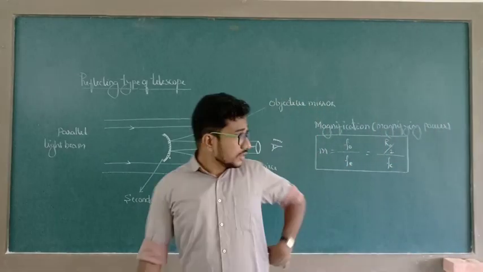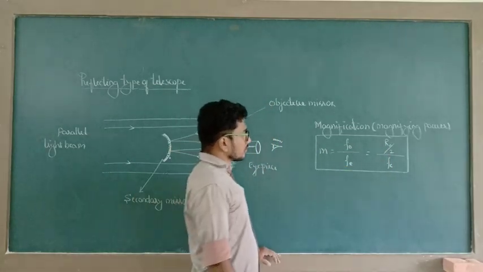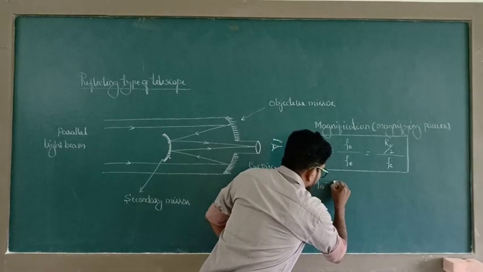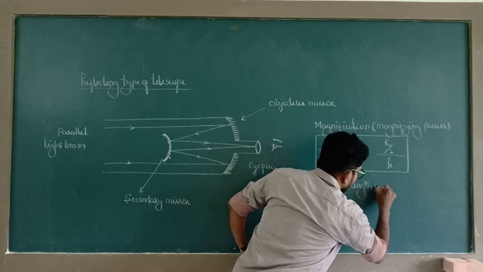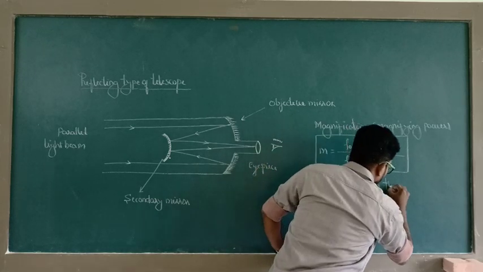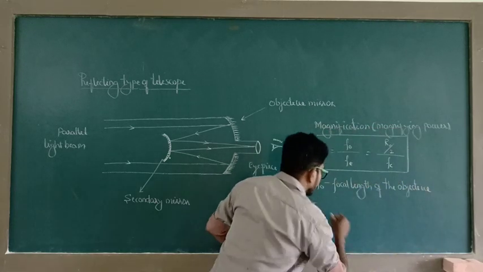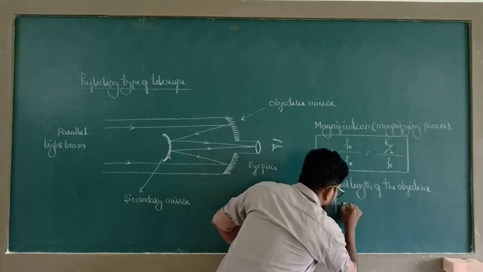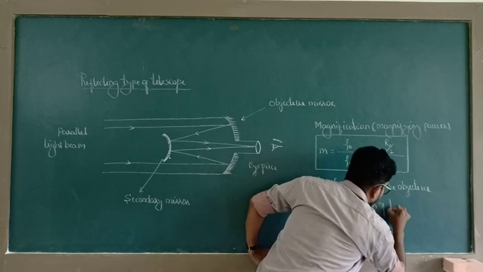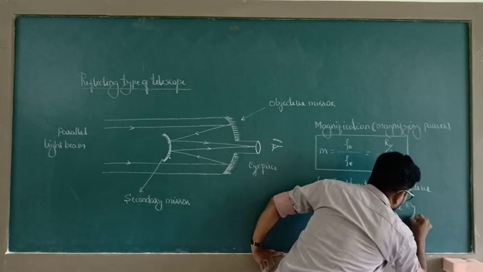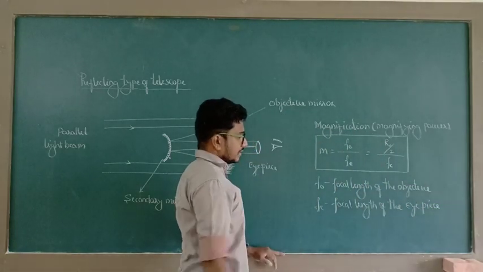So here R is nothing but the radius of curvature. Focal length of the objective, focal length of the eyepiece, or radius of curvature.